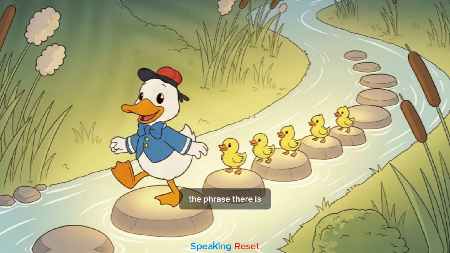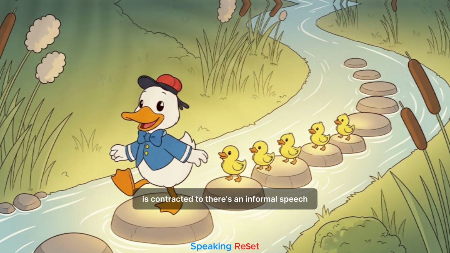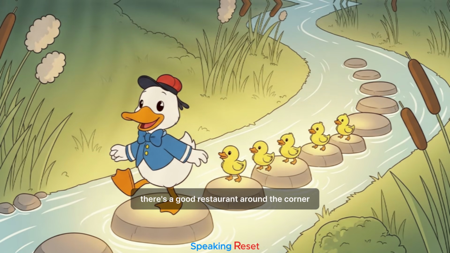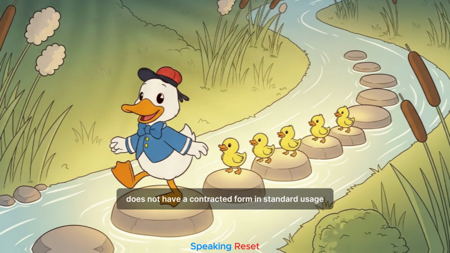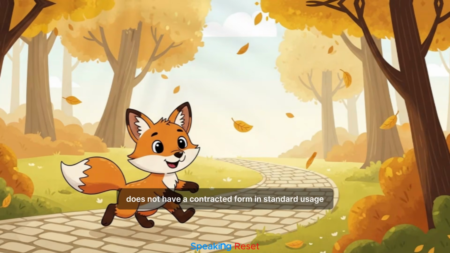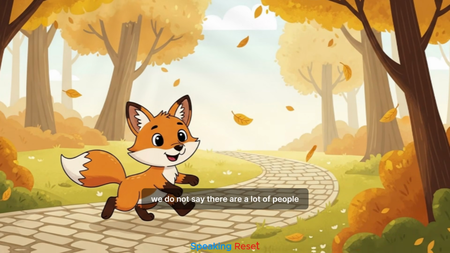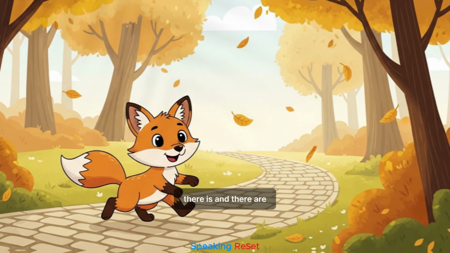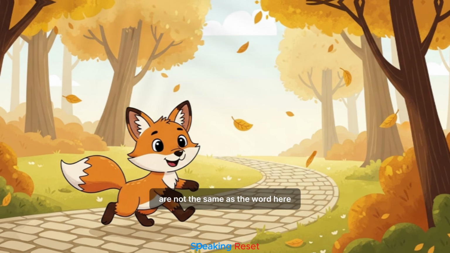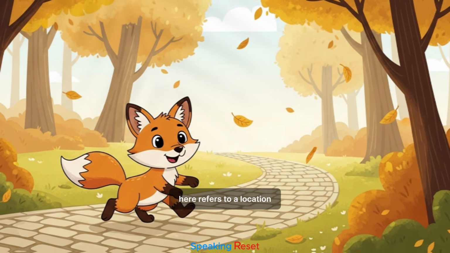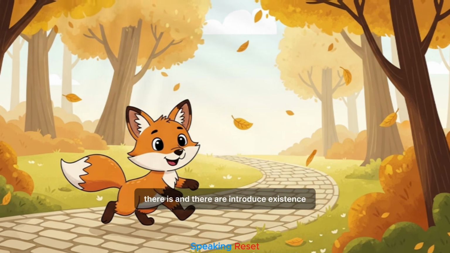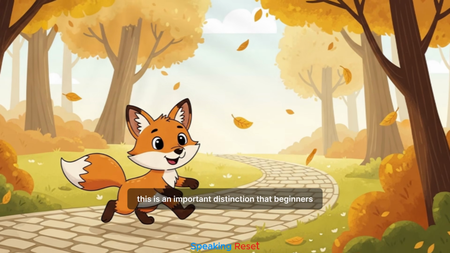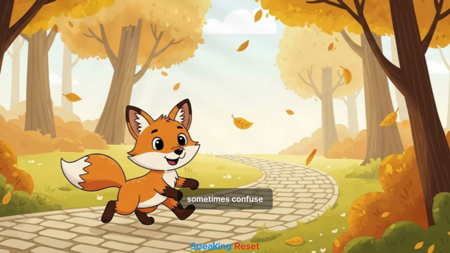The phrase there is is contracted too: there's, in informal speech. There's a good restaurant around the corner. But there are does not have a contracted form in standard usage. We do not say there's a lot of people, though you may hear this informally. There is and there are are not the same as the word here. Here refers to a location. There is and there are introduce existence. This is an important distinction that beginners sometimes confuse.